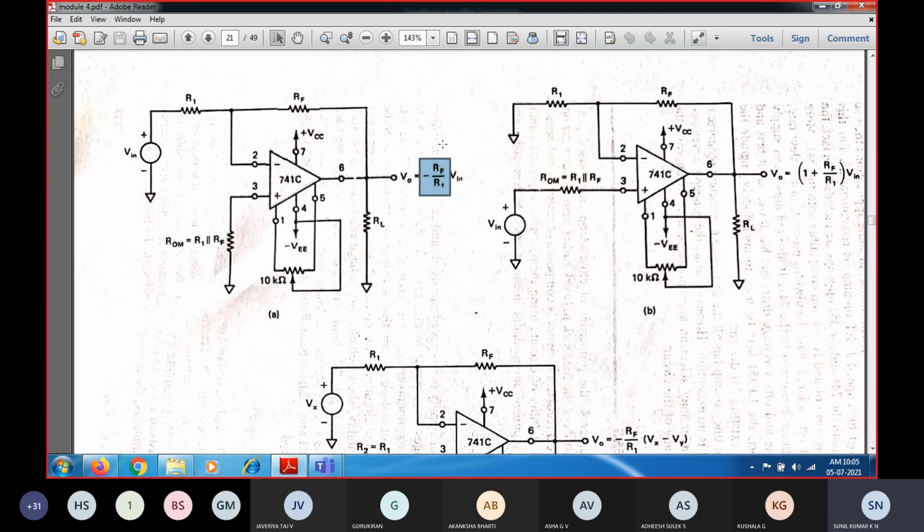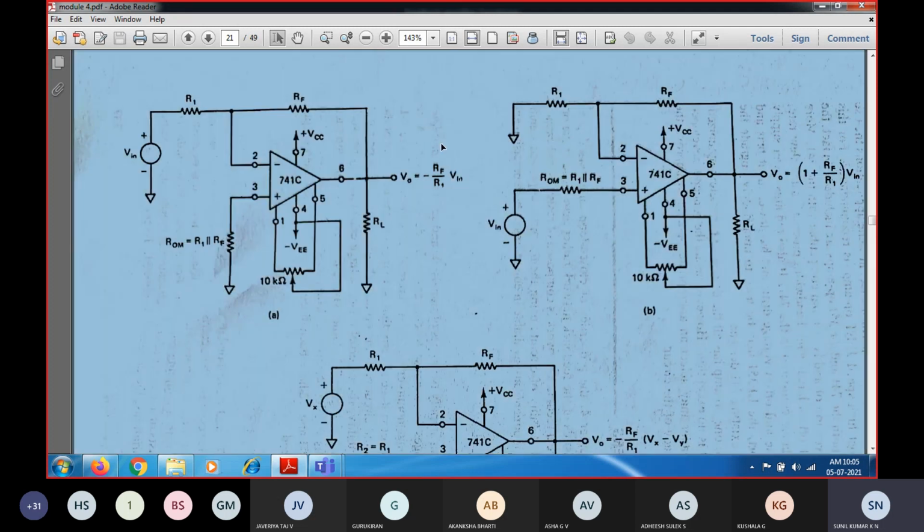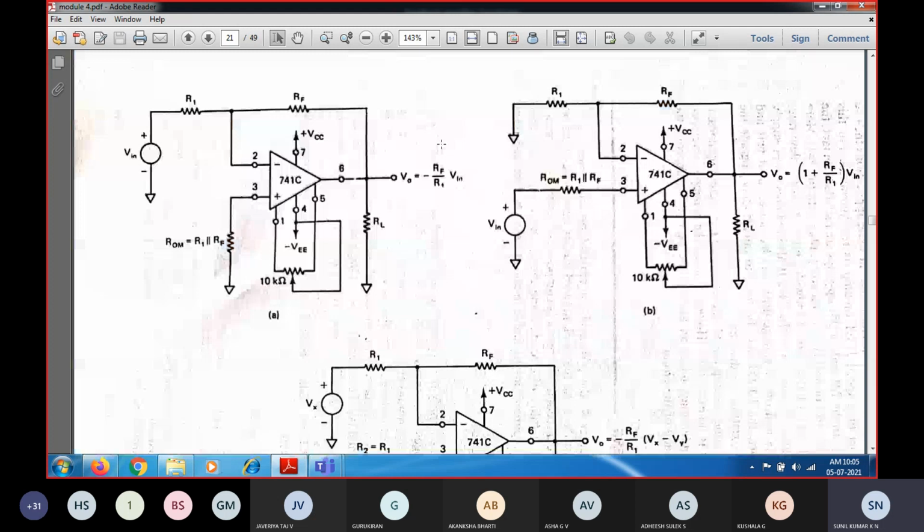That closed loop gain we have already studied. For the voltage shunt feedback amplifier, in that voltage shunt feedback we have calculated the gain, which is equal to minus Rf by R1. This is going to provide the output voltage V0. So this is about the inverting amplifier.